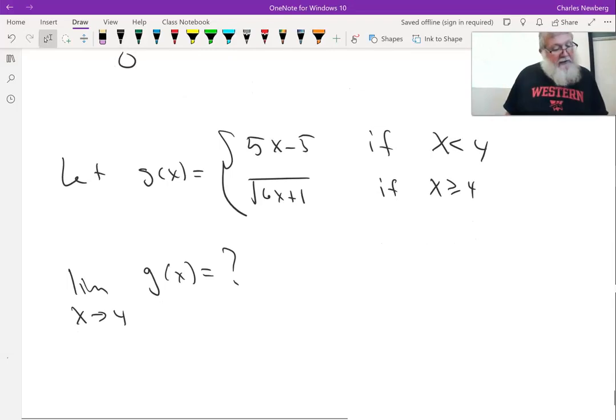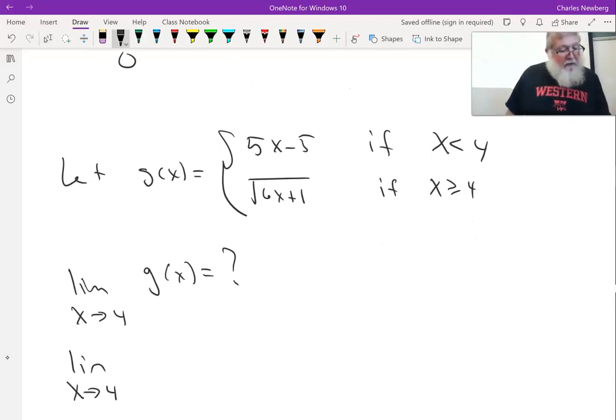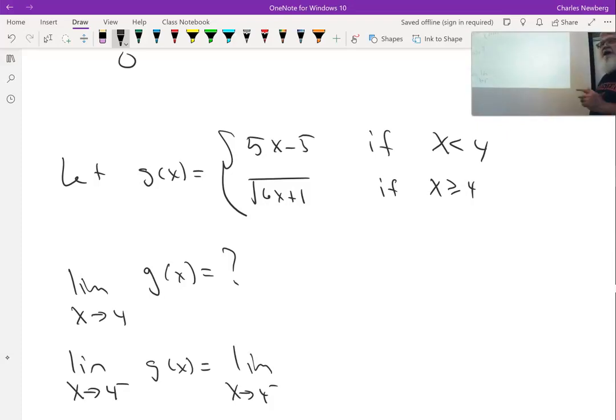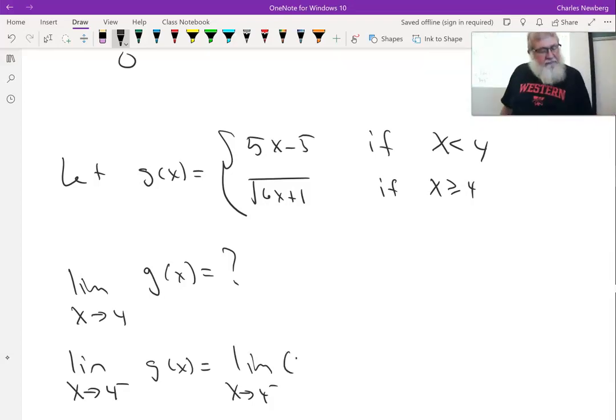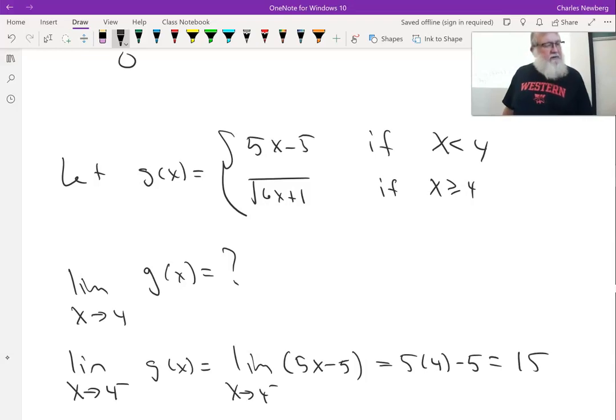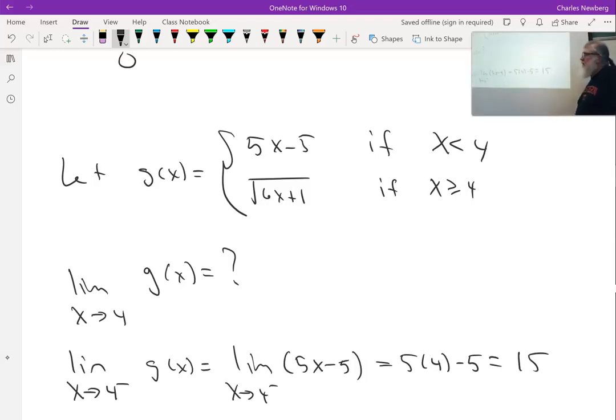So let's first look at the limit as x approaches 4 from the negative side of g of x. If I'm approaching 4 from the negative side, I'm smaller than 4. If I'm smaller than 4, I'm up here, right? So I'm at this rule, 5x minus 5. Ooh, do we like that? Yeah, that's a polynomial. Direct substitution. 5 times 4 minus 5 is what? 20 minus 5, 15. Okay? So sometimes we got to do the one-sided limits to get to the two-sided limits.